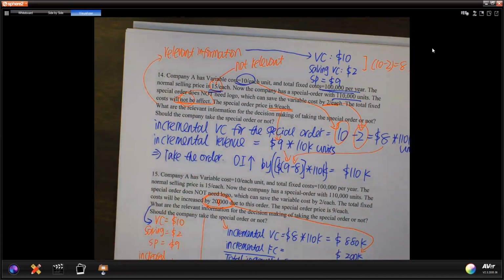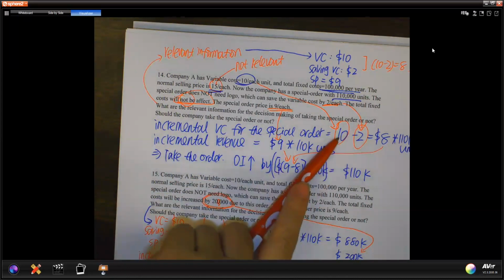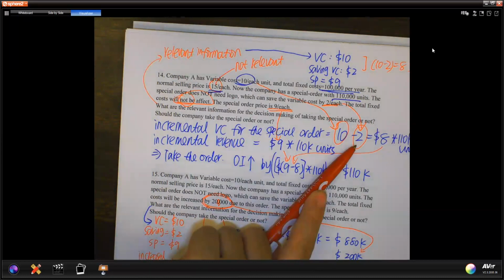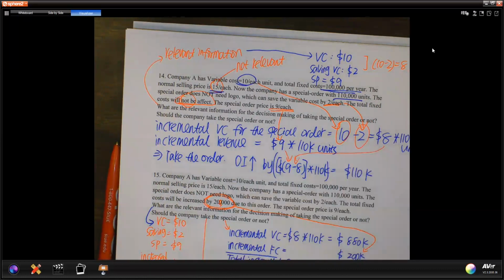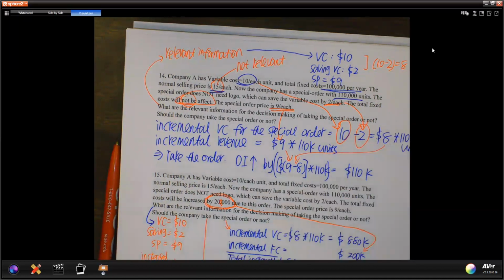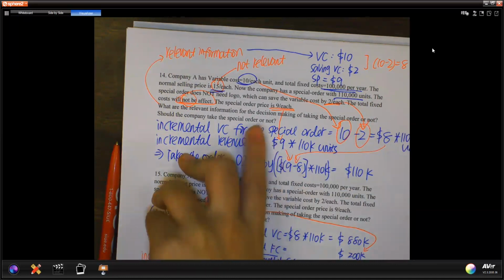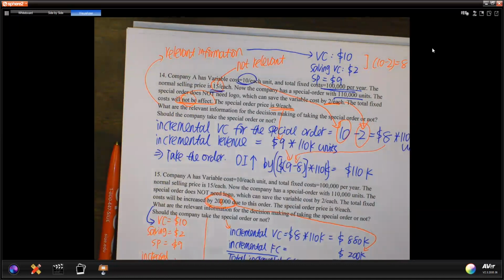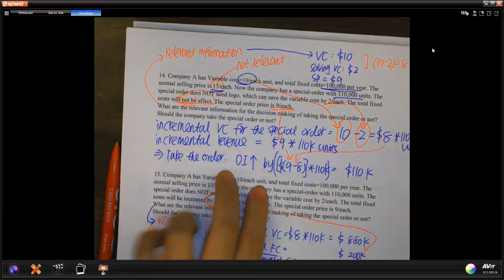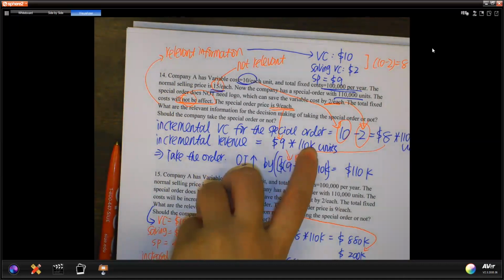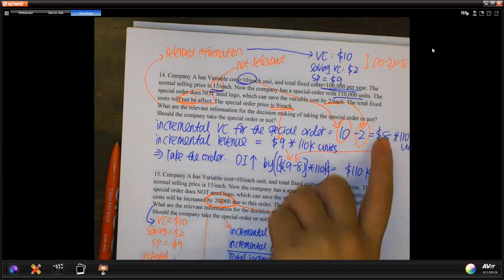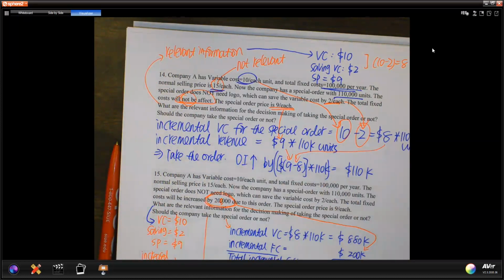Our incremental variable cost: normally it's $10, but because of this special order you don't need the logo, so maybe you can save $2. So your incremental variable cost for this special order is $8 for each, and then you have 110,000 units. Incremental revenue is $9, and then you have 110,000 units. So we said your incremental revenue, $990,000, is more than $880,000. So you should take the special order.